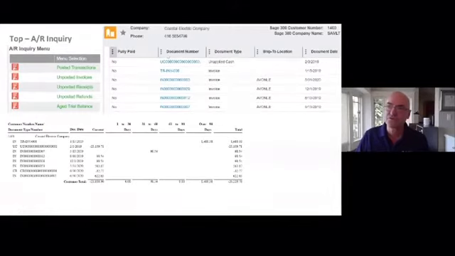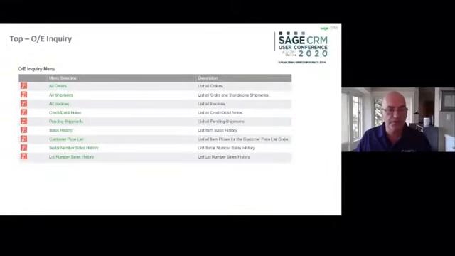For the posted transactions on the top right, they can drill into these and actually see the detail of each and every invoice and credit note and shipment that's in the system. Very, very useful. Similarly with order entry inquiry, lots of options to look at.